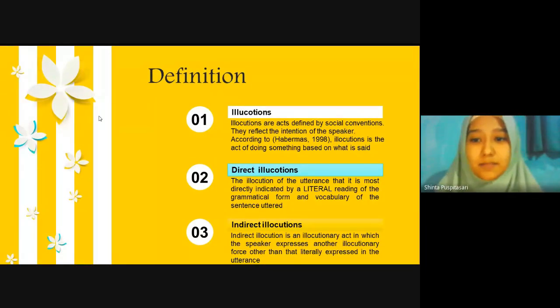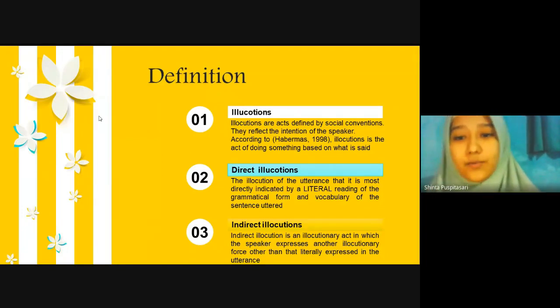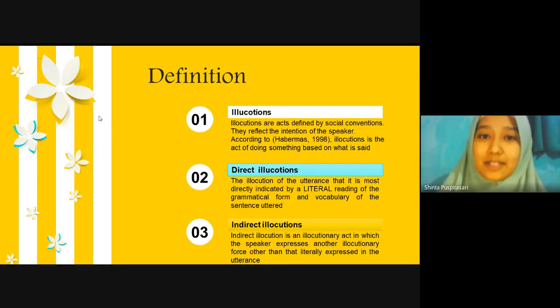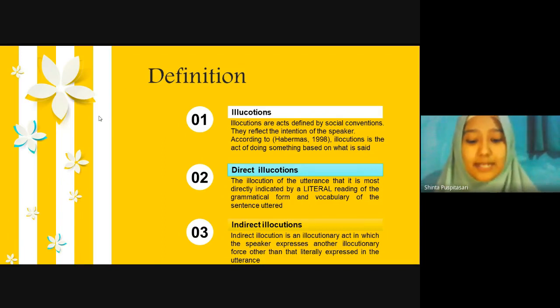And according to Habermas in 1998, elocution is the act of doing something based on what is said. And then direct elocution: the elocution of the utterance that is most directly indicated by a literal reading of the grammatical form and vocabulary of the sentence uttered. And then the last, indirect elocution. Indirect elocution is an elocutionary act in which the speaker expresses another elocutionary force other than the one literally expressed in the utterance.